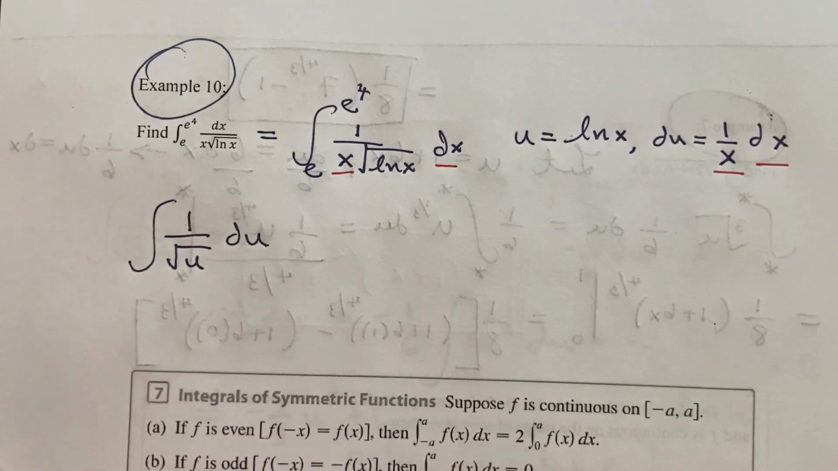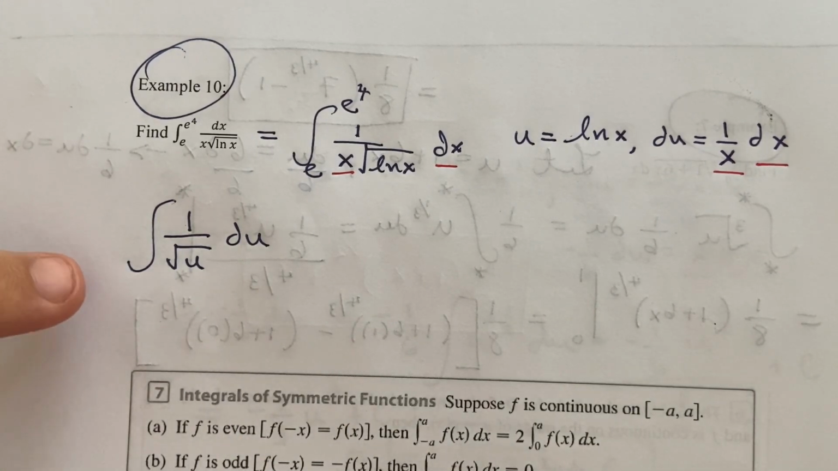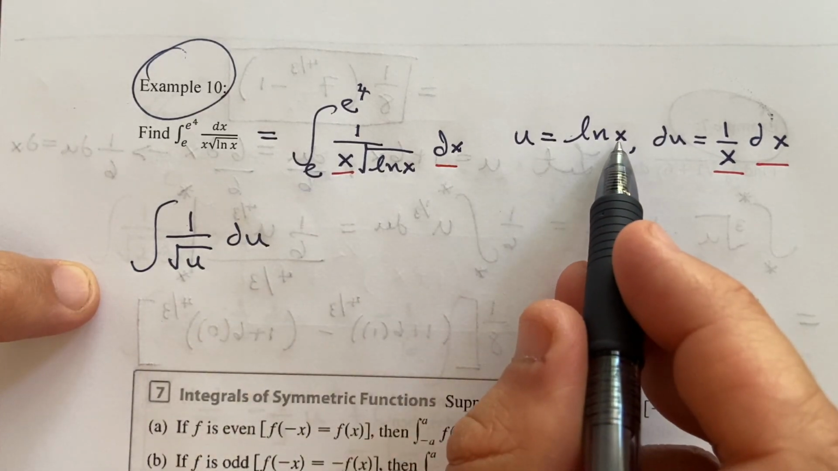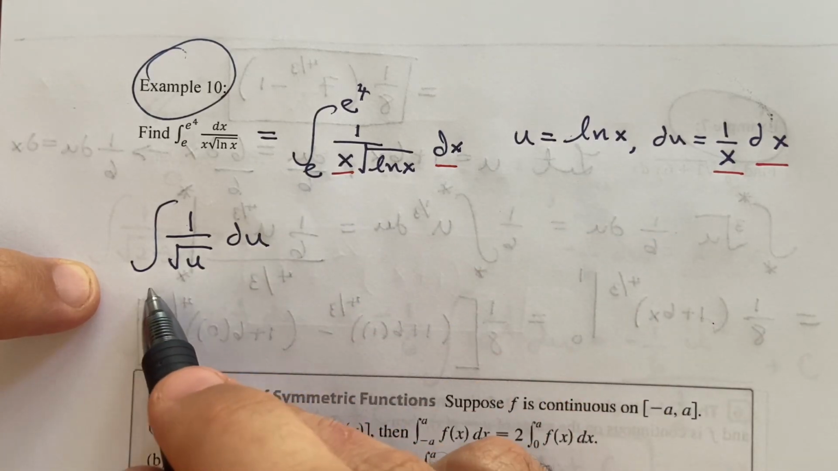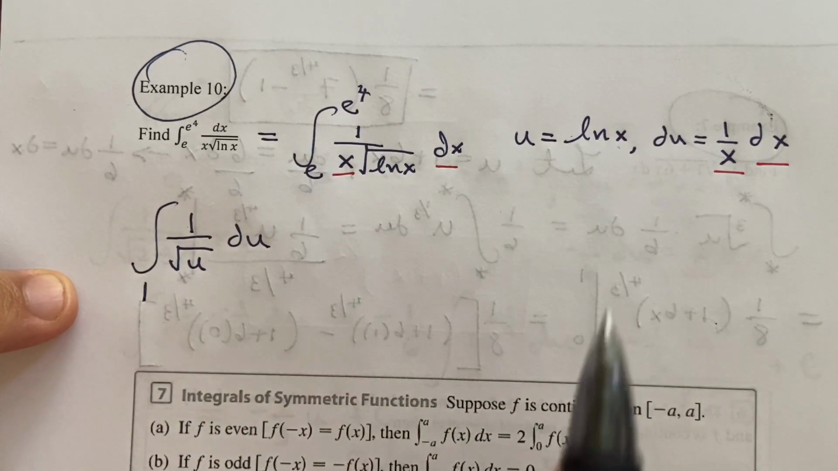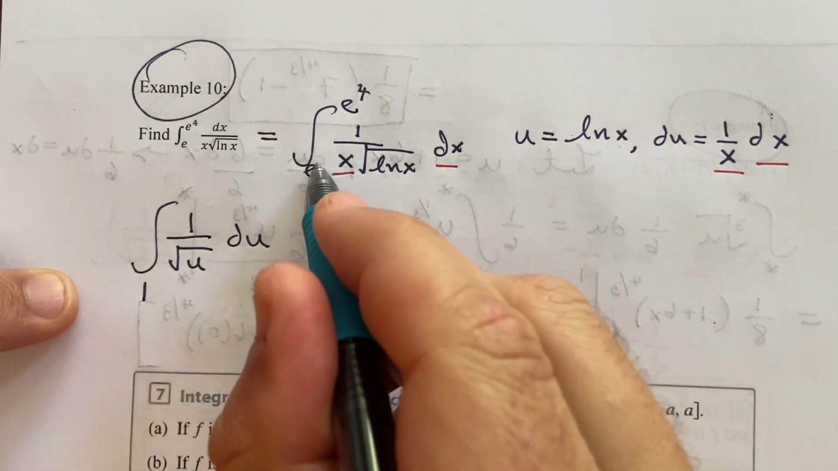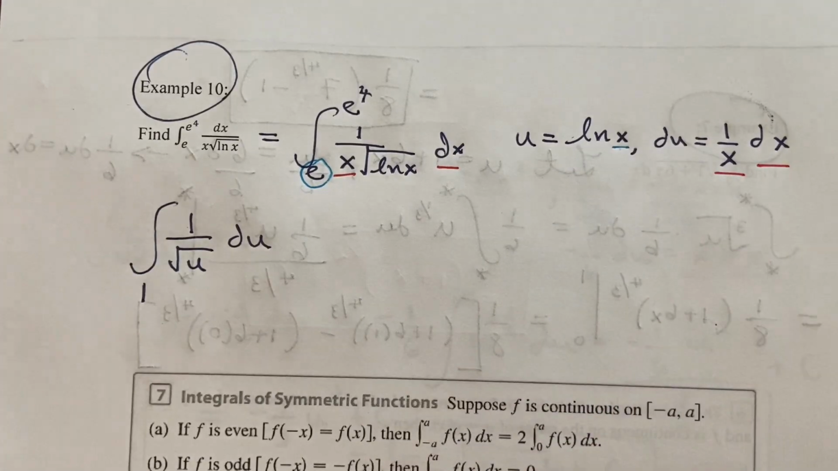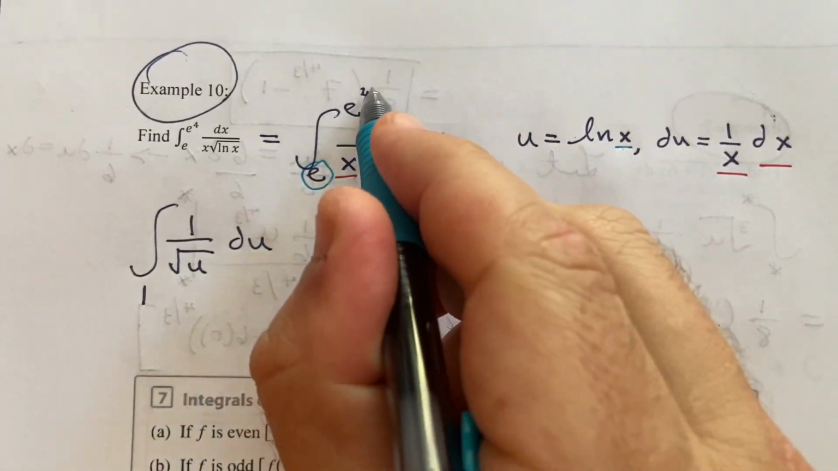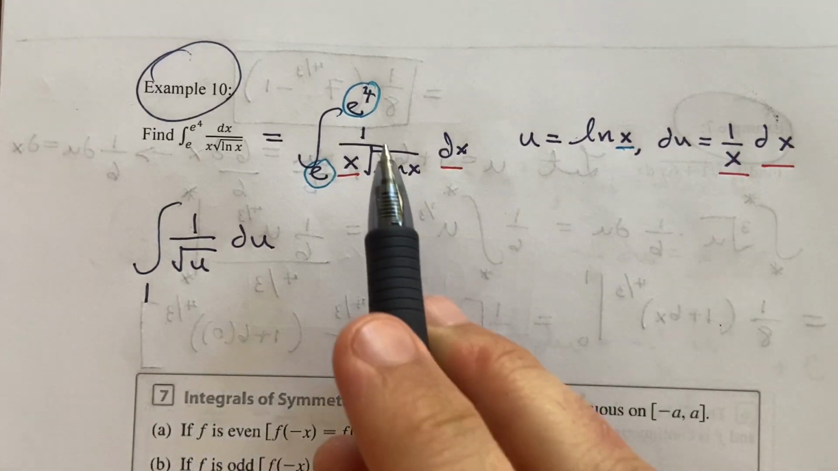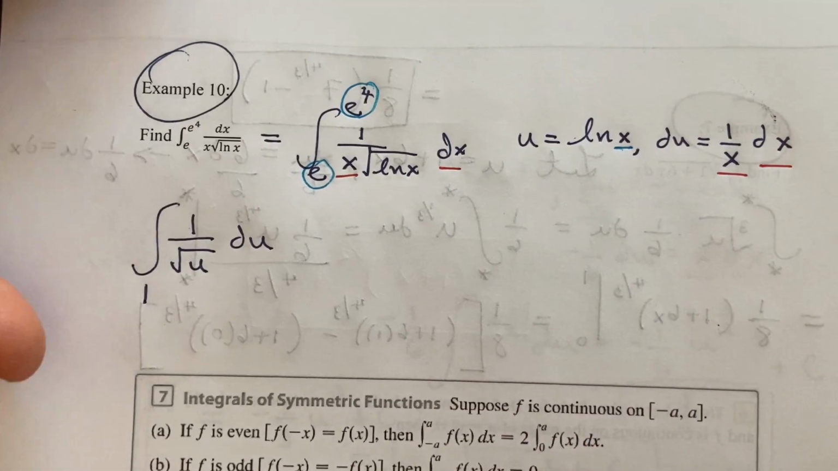If I want to change my limits, which I encourage you to do, actually, I think it saves work. So plug in e to your function here, right? So this lower limit will be ln of e, which is 1, right? So what I'm doing is I'm plugging in this right here. ln of e is 1. Then I'm plugging in this right here to see what our new upper limit is. So plug in e to the 4th into ln of x, we get a 4.